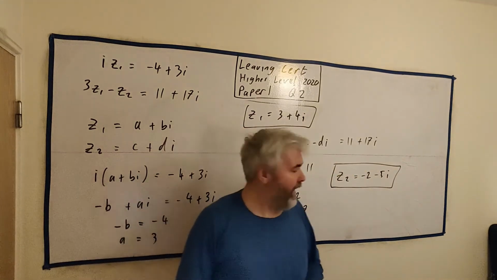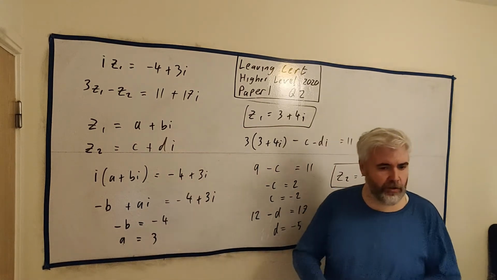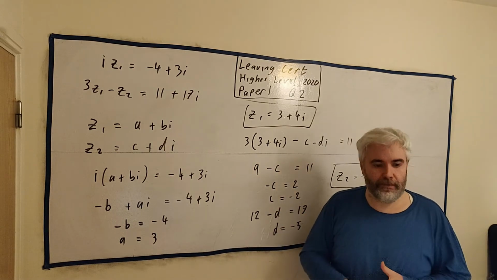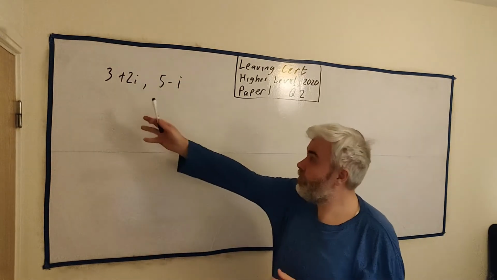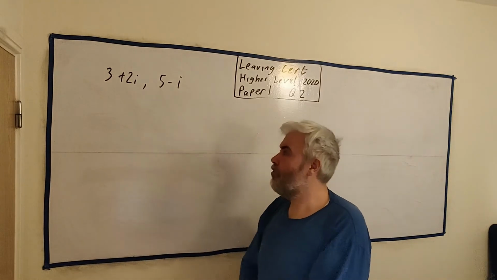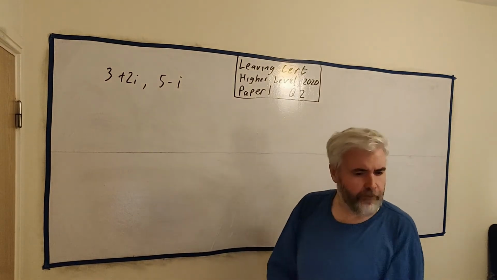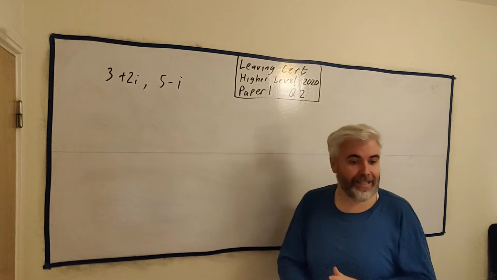Right, that's part A. I'll need more room for part B, so let me rub this out and we'll do part B. In part B, they tell us these two, and it's only two numbers here, two complex numbers, are the first two numbers of a geometric sequence.